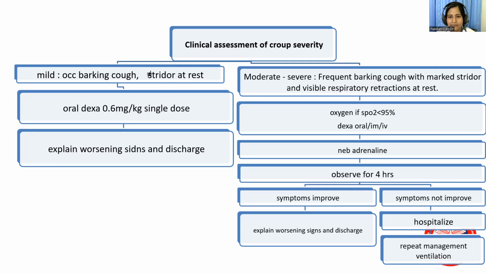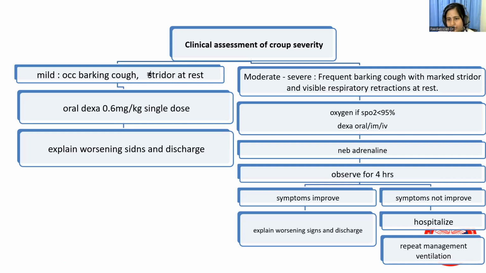If the child has moderate or severe croup, how will you identify it? It is a frequent barking cough with marked stridor and visible respiratory retraction at rest, and they have hypoxia symptoms, like SpO2 less than 95%.